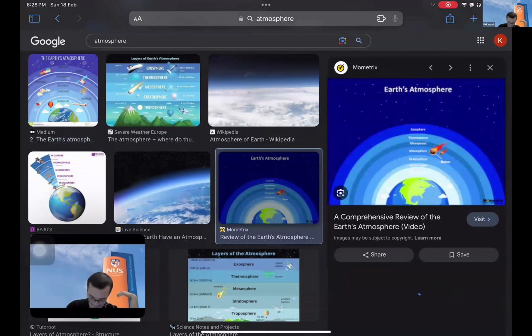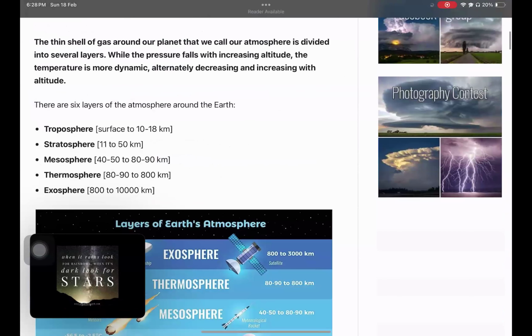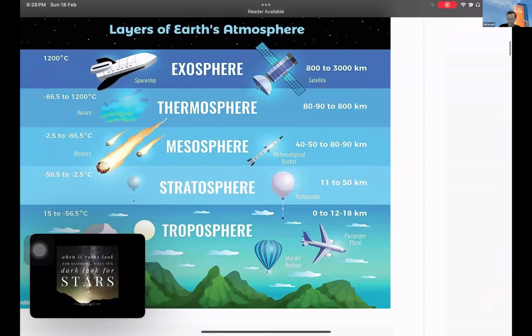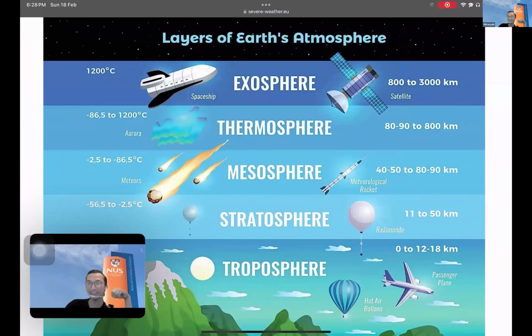Have you guys ever seen this before? Yes, sir. We have it in science subjects. Yes, a science subject. Exactly. So why are they also categorized as atmosphere? There are different layers of atmosphere. These are all spaces, regions in the Earth's atmosphere that usually have their own characteristics.